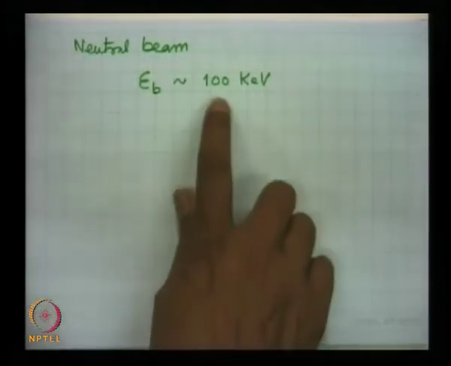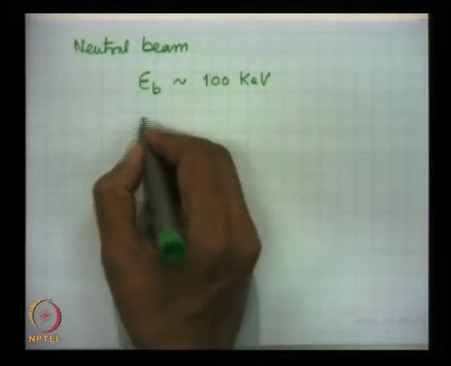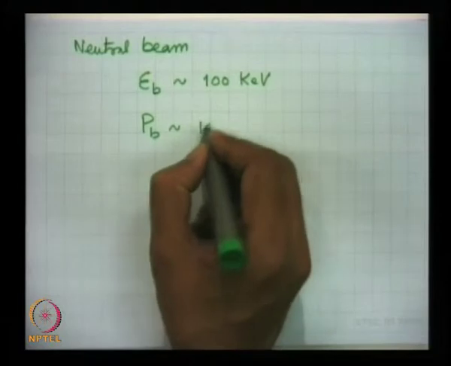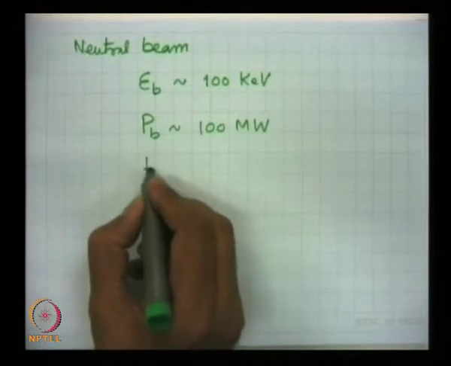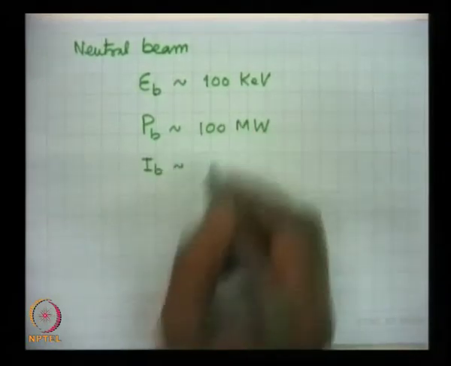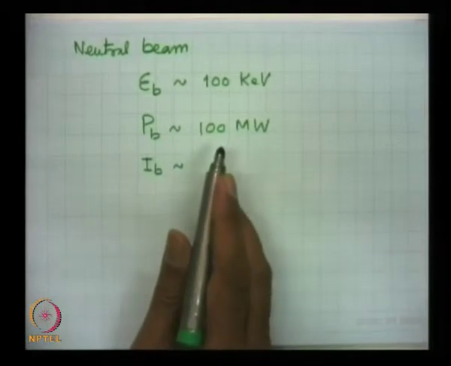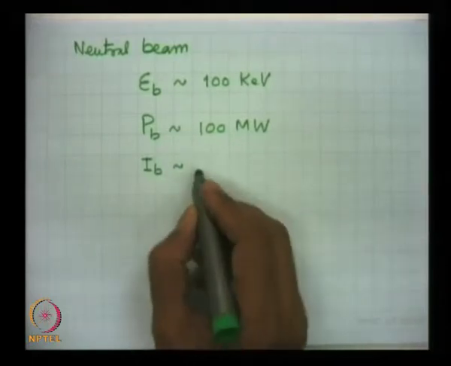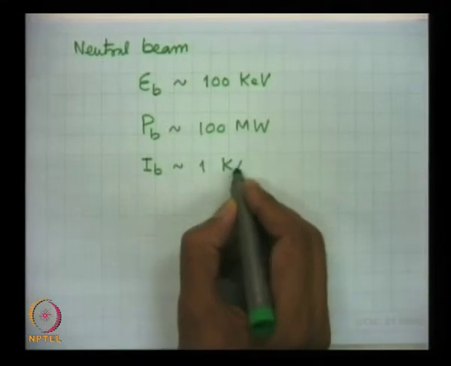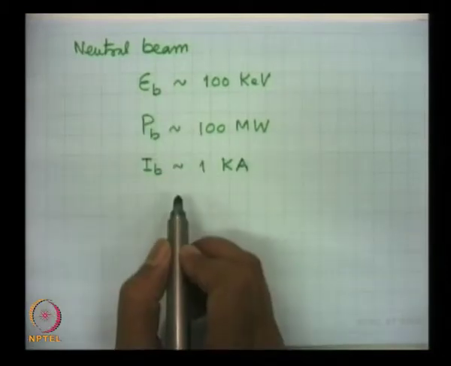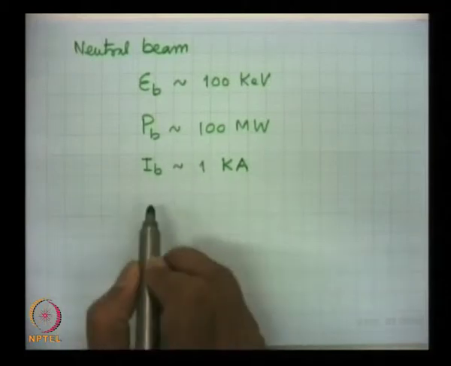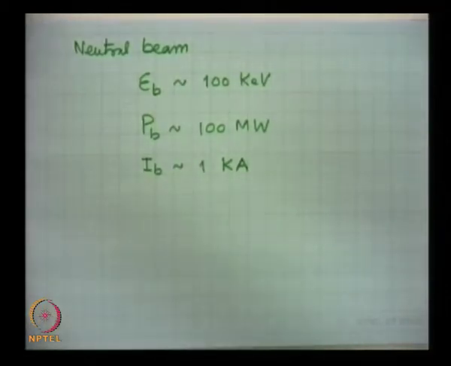And if you want to produce beam power of the order of 100 megawatt, then the beam current you can estimate. This will be about a kilo ampere typically, because it is the product of these two that gives the power. So, we are really talking about neutral beams of very large currents.